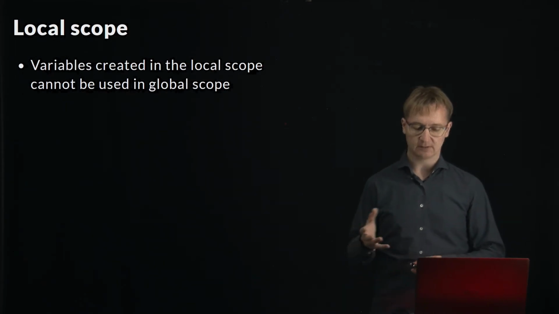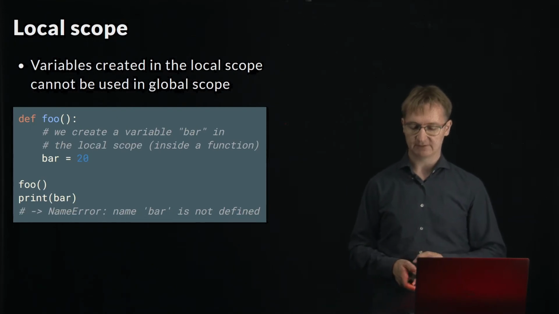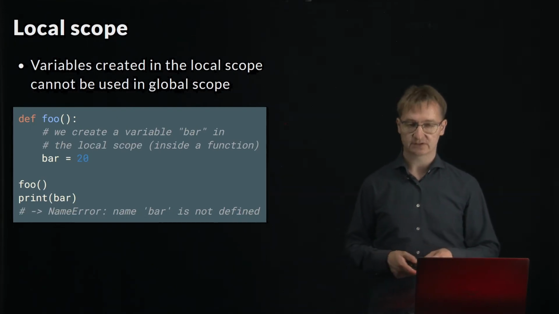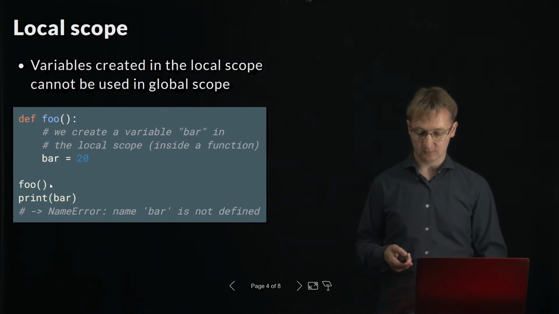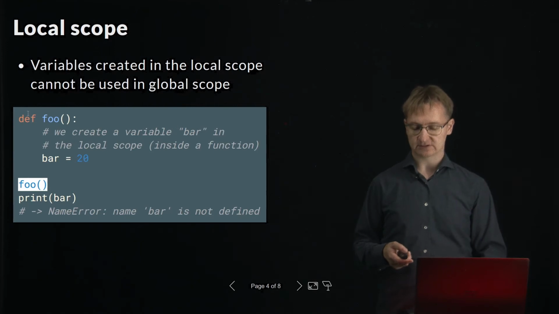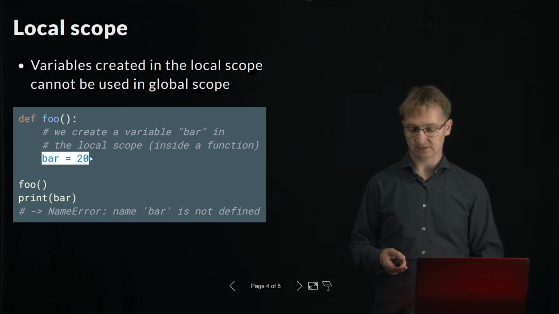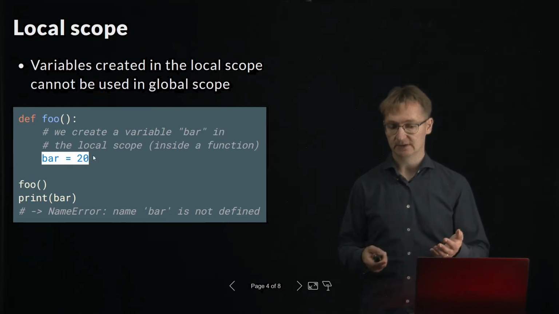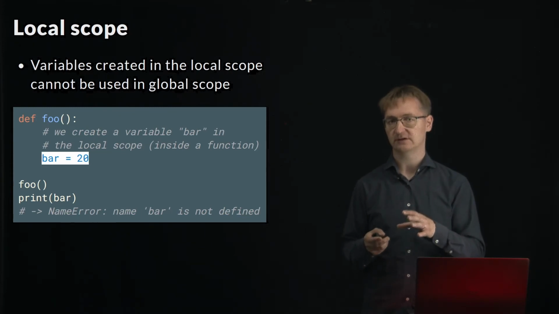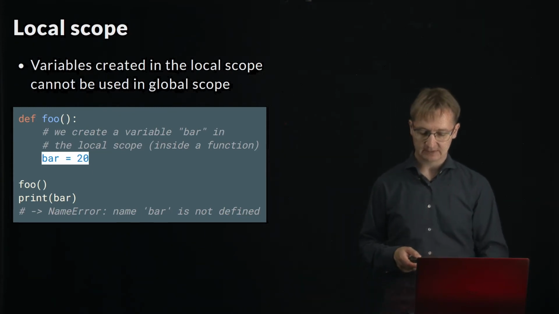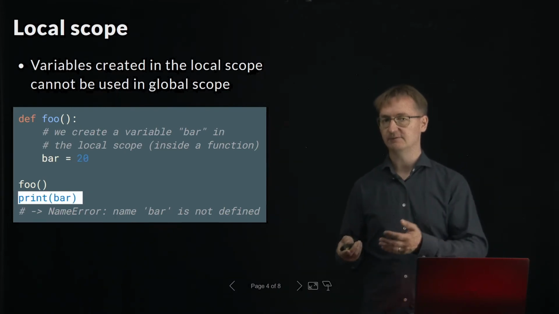Variables created in the local scope cannot be used in a global scope. For example, I have a function foo, which creates a variable par. Now if I call foo, the code execution goes into this function. Variable par will be created, but only for the local scope. So only inside the foo function can I use this variable. Here I would get an error because I cannot print out the variable from another scope.